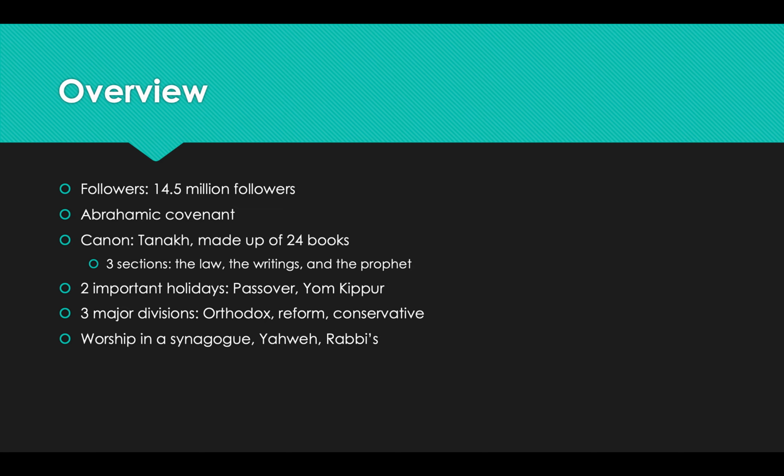They have approximately 14.5 million followers. The Abrahamic Covenant is a really big part of Judaism. The canon that they use is the Tanakh, and it's made up of 24 books, and there's 3 sections, which is the law, the writings, and the prophets, and we'll go over that more later. The 2 most important holidays are Passover and Yom Kippur, and the 3 major divisions that we see in modern Judaism are Orthodox, Reform, and Conservative.